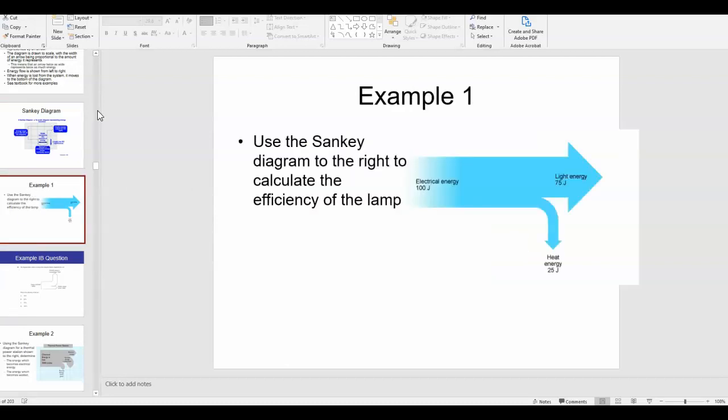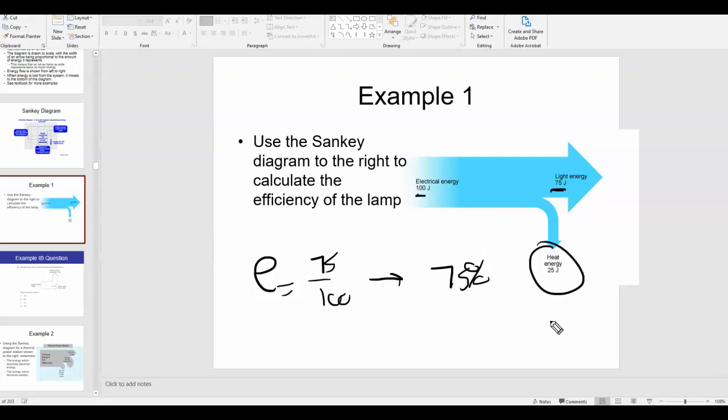Okay, so example 1 says, use the Sankey diagram to the right to calculate the efficiency of the lamp. Based off what we have been talking about, go ahead and do example 1 on your own. Okay, so here you can see the input is 100, the output is 75, so 75 over 100 represents 75% efficiency. And then the 25 joules is energy that is degraded in the form of heat. Okay, so really simple example there.